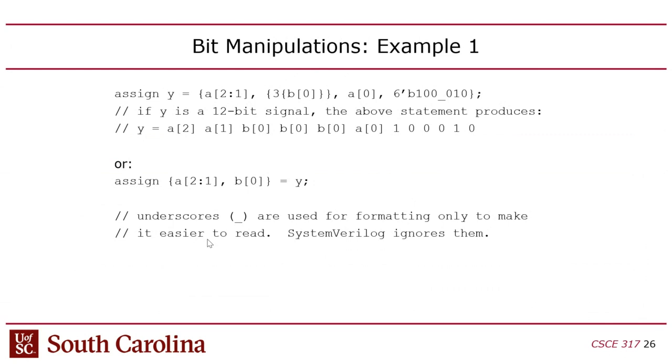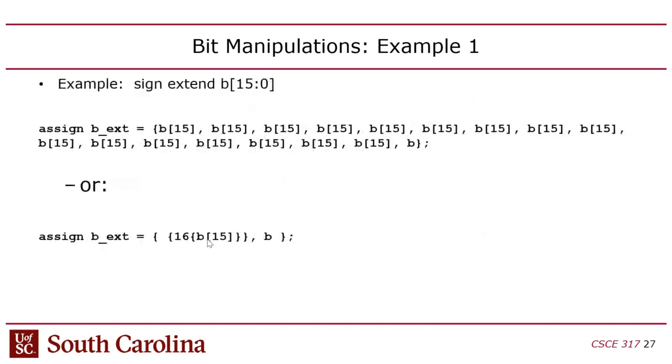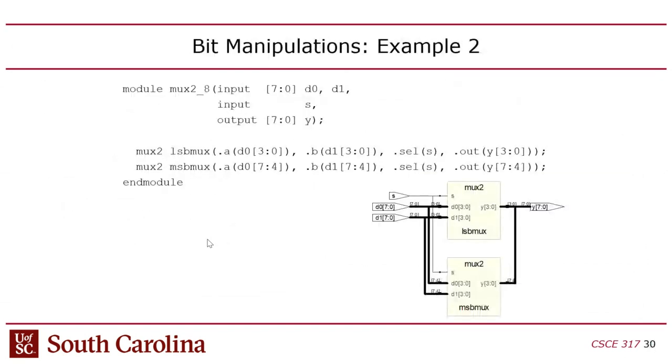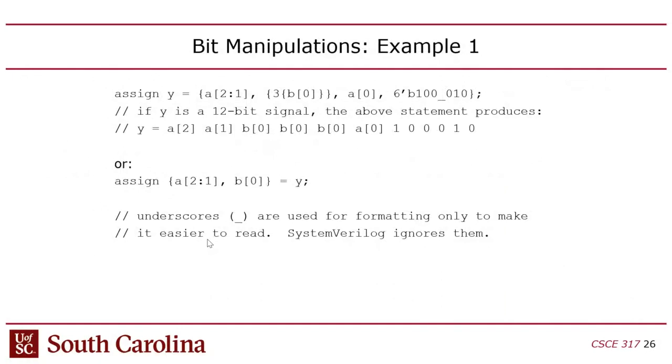And okay, last topic here is bit manipulations. So there's basically three things you can do with bits. You can do concatenation, you can do slicing, and you can do duplication. And you could do reductions. Do I have reductions on here? I do, but I'm just going to talk about concatenation, slicing, and duplication.